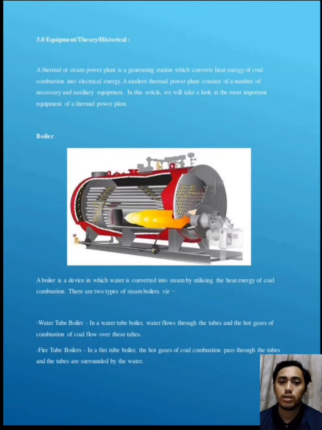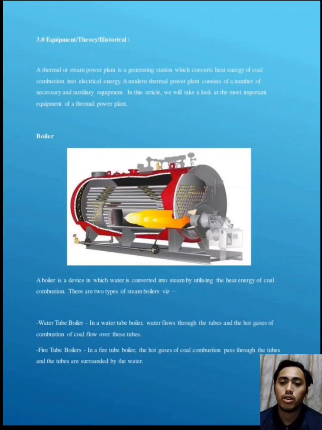Next, move to the equipment and theory or historical. A thermal or steam power plant is a generating station. It converts heat energy of coal combustion into electrical energy. A modern thermal power plant consists of a number of necessary and auxiliary equipment. So the first component of a steam power plant is the boiler. A boiler is a device in which water is converted into steam by utilizing the heat energy of coal combustion.